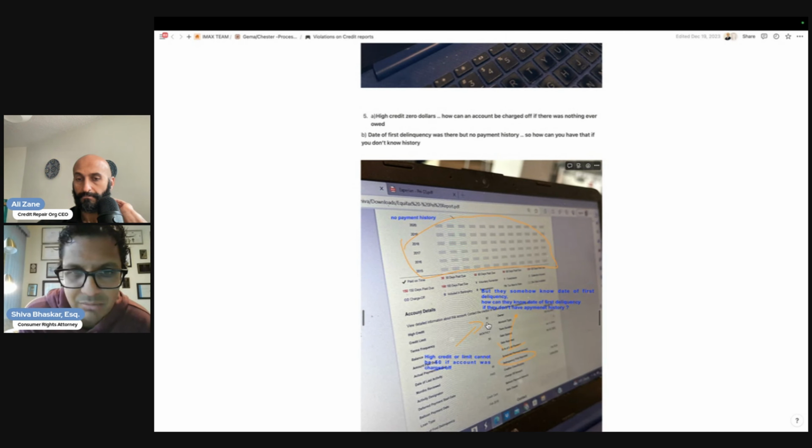Another one that I see here, the date of first delinquency. They're showing a date of first delinquency, yet they don't have any payment history on the payment history chart. They're saying they don't know the payment history, yet somehow they know the date when the account first went delinquent, meaning when it first was 30 days late. Does that make any sense at all? You don't know anything about the payment history, but yet you do know when it went late. Doesn't make any sense. We've got a bunch of mistakes on this account with Equifax.